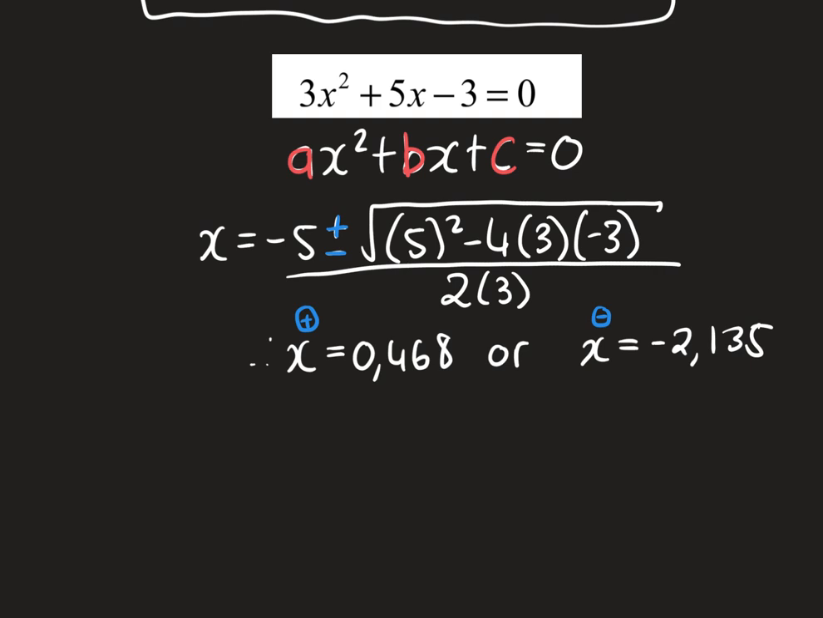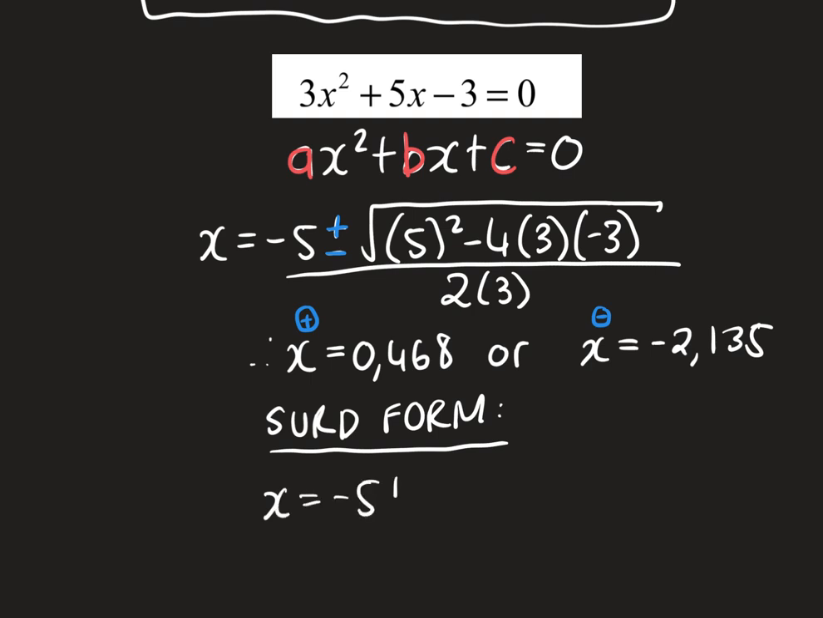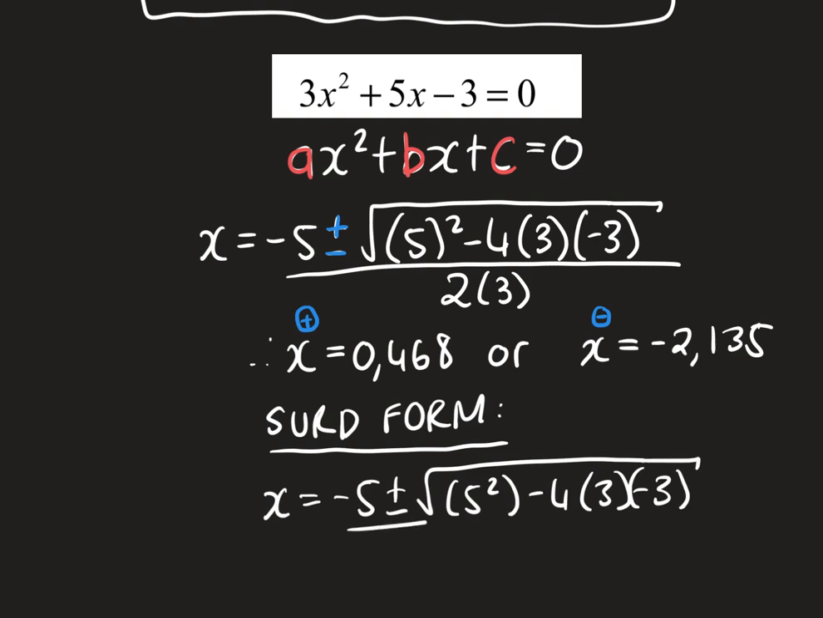If they requested to keep it in surd form, which is quite a common thing for them to ask, then you would take this and you would simplify it further. Okay, so let's just write the whole thing out and start it from scratch so I don't lose anyone. All over 2 times 3.